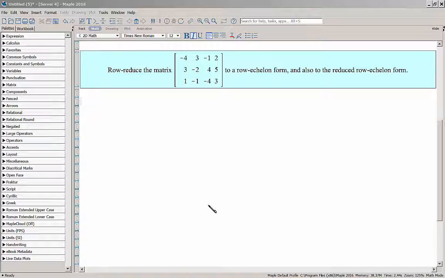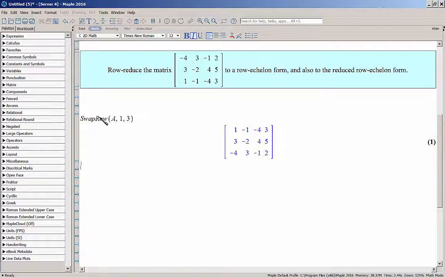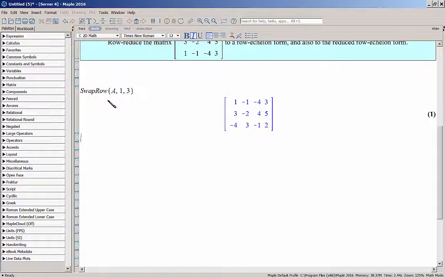Underlying the functionality in the tutors and in the context menu is a collection of commands: add row, multiply row, swap row, that can be used to do these computations in a stepwise fashion. So we could begin by swap row, apply that to the matrix A, interchanging rows 1 and 3. And so here now you have a record of exactly what it was that was done.